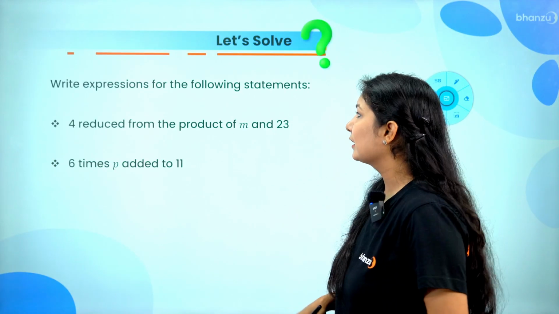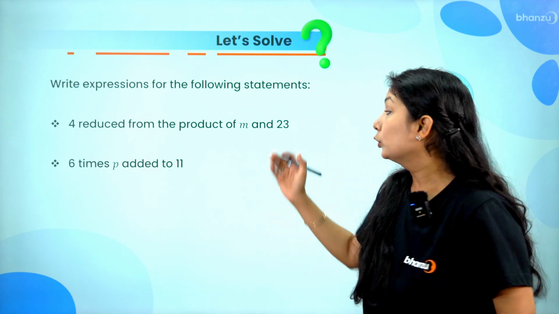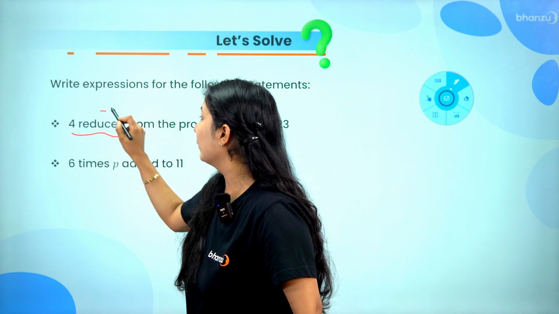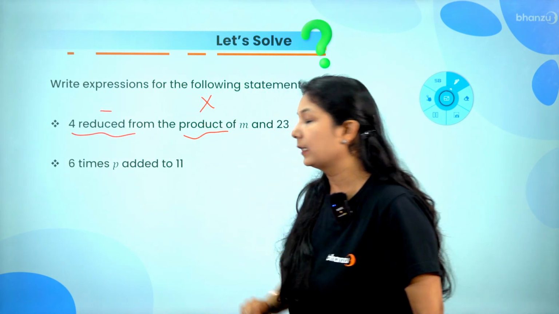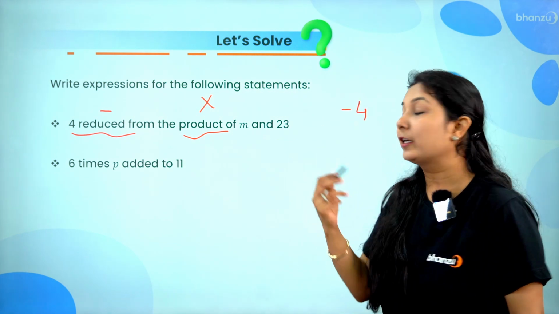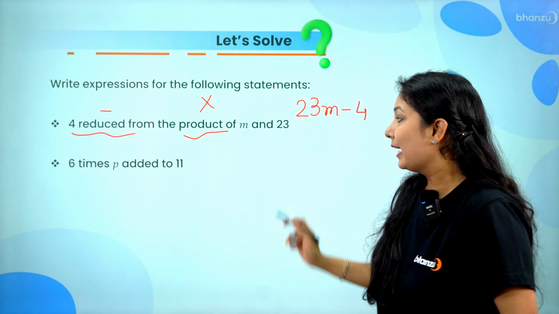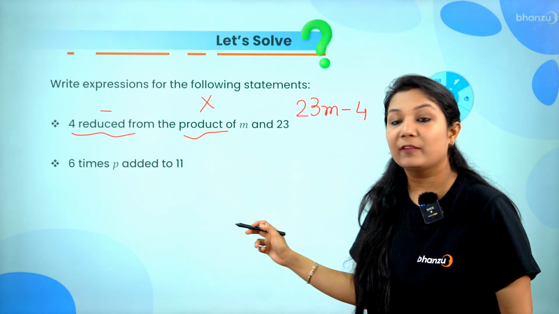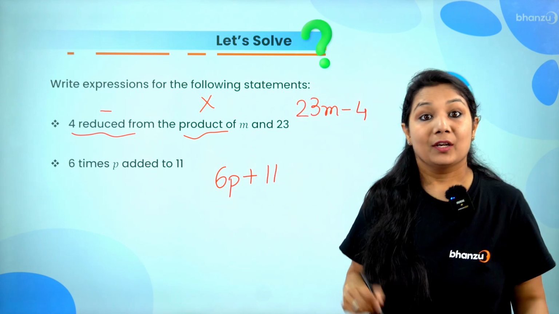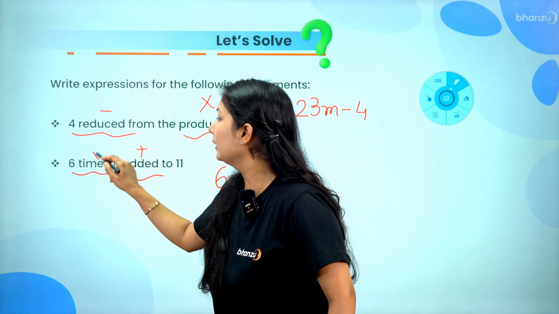Now if it's given vice versa, that statements are given and you need to write the expressions, different words have been used over here. Let's see. 4 reduced, so reduced means minus, from the product, product means multiply, right? So 4 reduced from the product of m and 23, that is 23m minus 4. Yes, and if you have 6 times p added to 11, got it? So added is for plus, times is for multiply.